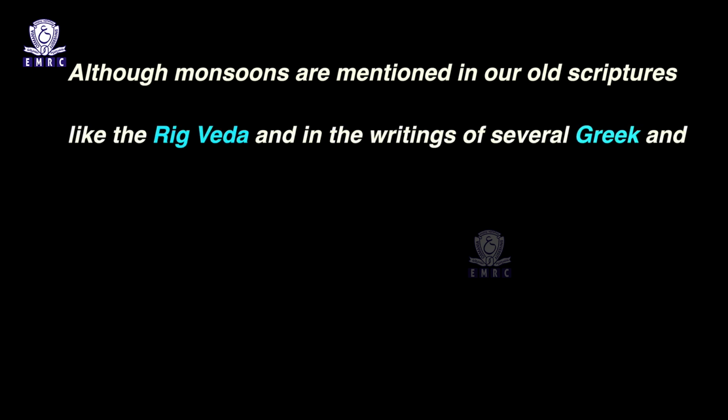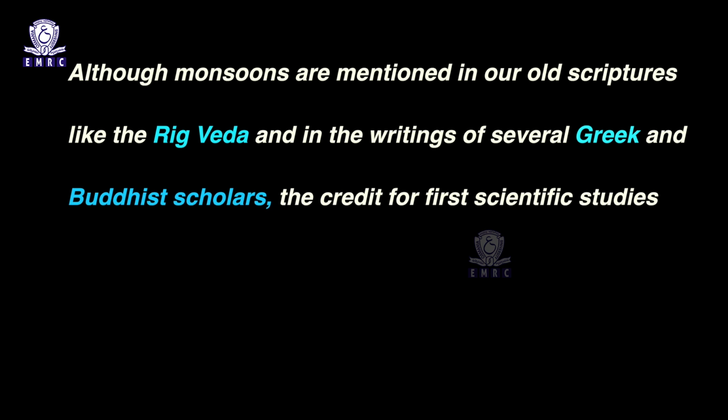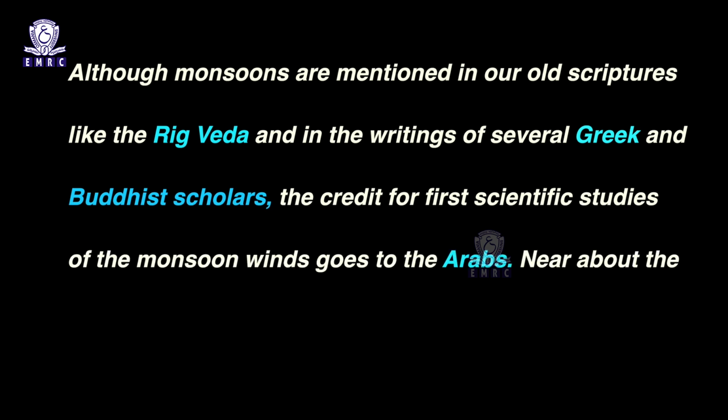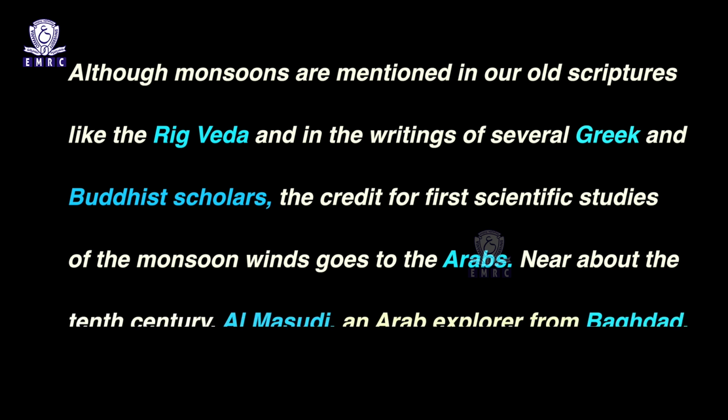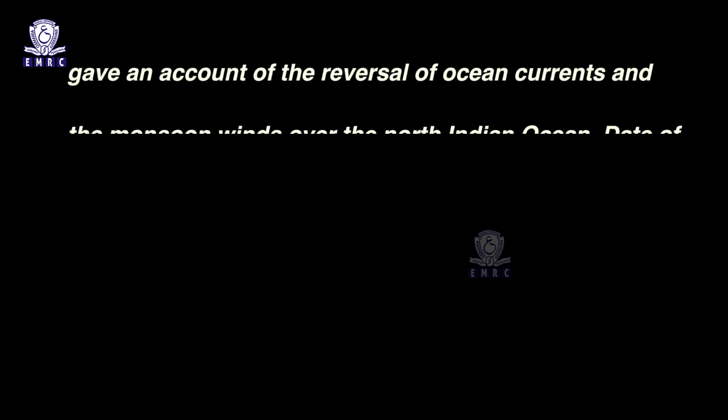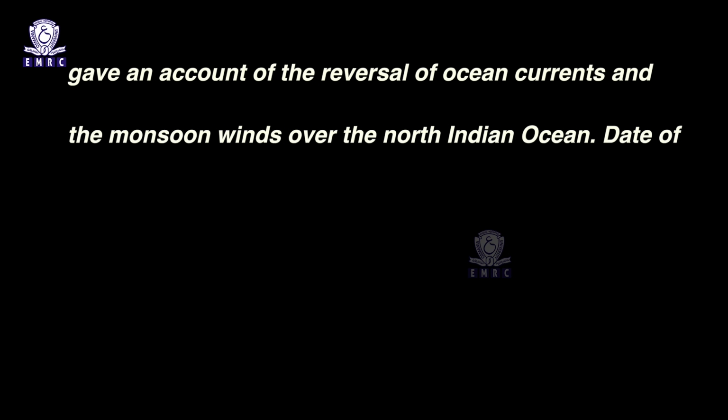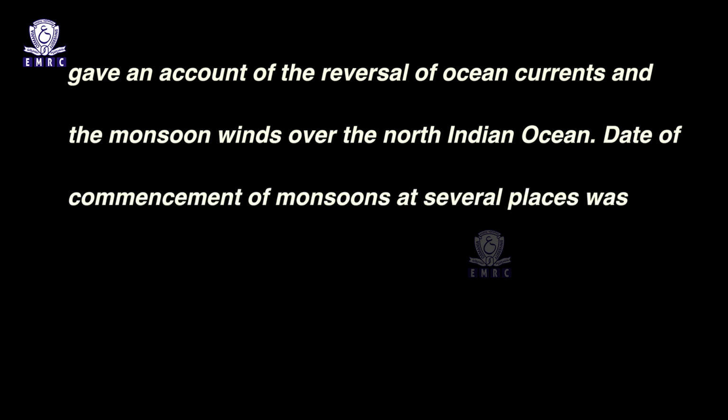Classical theory. Although monsoons are mentioned in our old scriptures like the Rig Veda and in the writings of several Greek and Buddhist scholars, the credit for the first scientific studies of the monsoon winds goes to the Arabs. Near about the 10th century, Al-Masudi, an Arab explorer from Baghdad, gave an account of the reversal of the ocean currents and the monsoon winds over the North Indian Ocean. The date of commencement of the monsoons at several places was reported by Sidi Ali in 1554 AD.